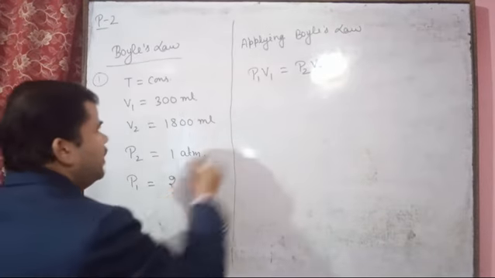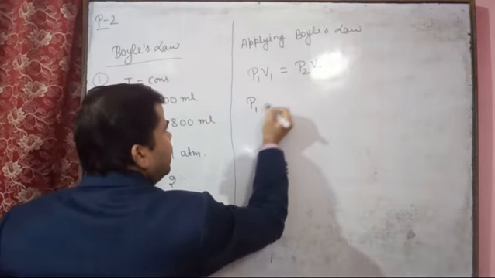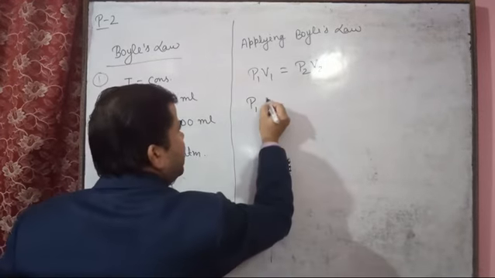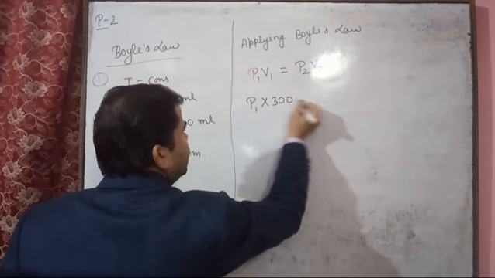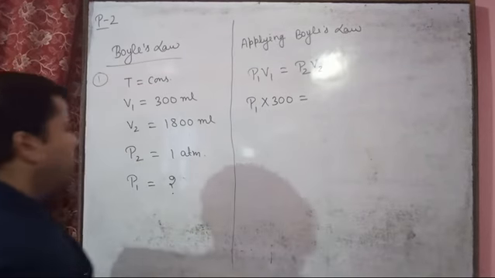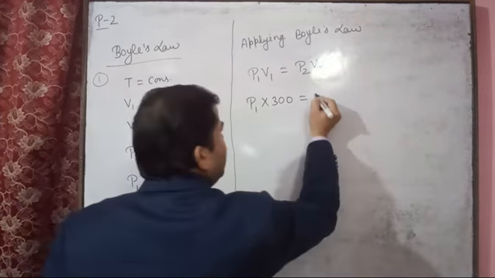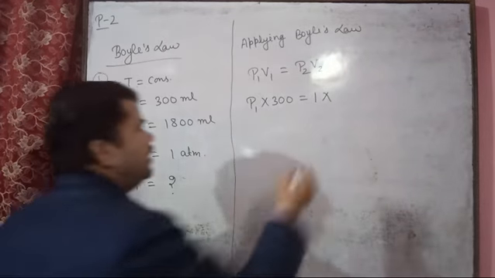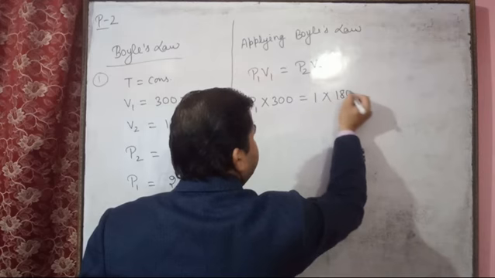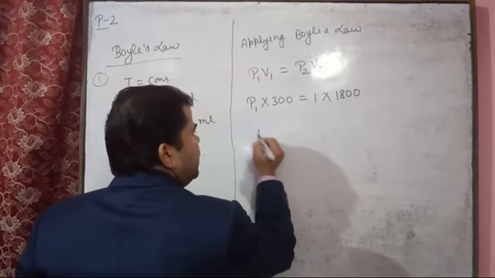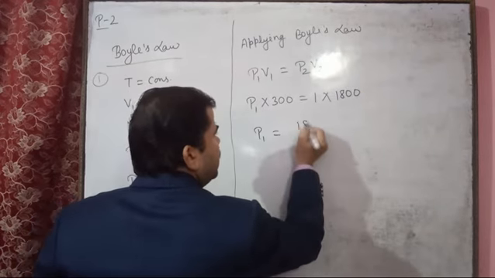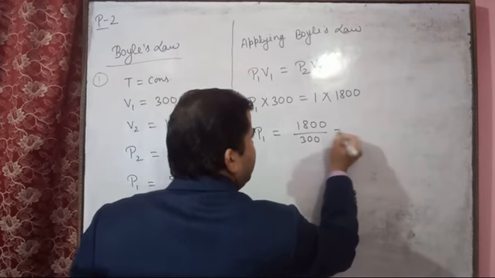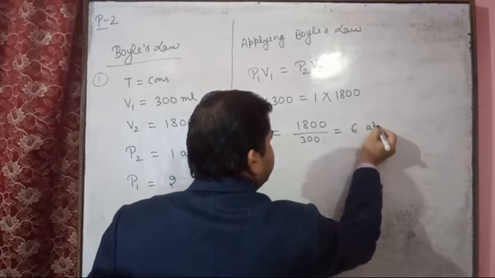Here P1 is not given, and V1 is given as 300, so we write 300. Then P2 is given, how much? 1 atmosphere. So you will write 1 here, and V2 is given as 1800. So P1 equals 1800 upon 300. Then we will get 6 atmosphere.